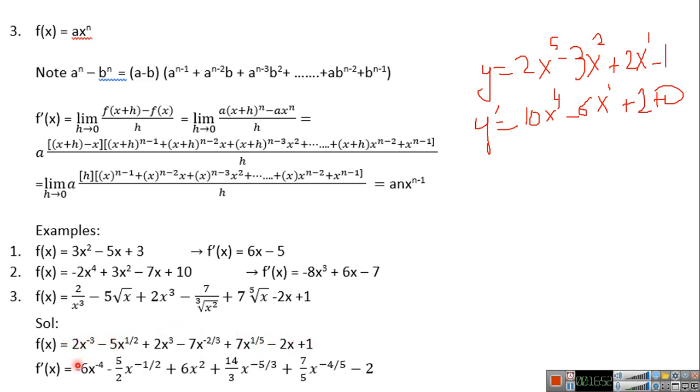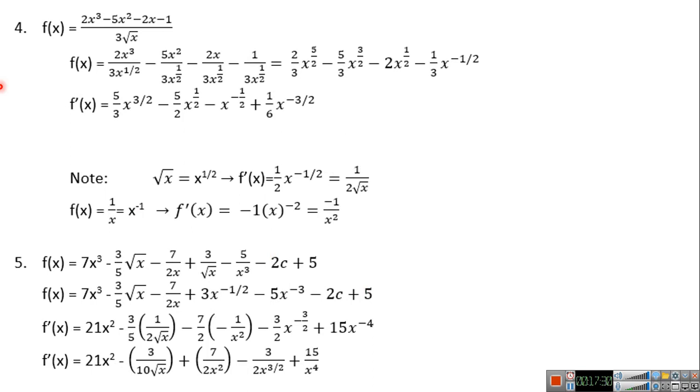So you take the minus 3 times 2, minus 6, and you decrease the power by 1: minus 3 minus 1 will be minus 4. Here half times minus 5 over 2. Half minus 1 is power minus half. 3 times 2 is 6. You decrease the power by 1, x squared. Minus 7 times minus 2 over 3, so it will be 14 over 3, x to the power minus 2 over 3 minus 1. You can check it, it's minus 5 over 3. Here 7 times 1 over 5, 7 over 5, x power 1 over 5 minus 1. The power will be minus 4 over 5. Minus 2x is minus 2. And the derivative of 1 is 0.